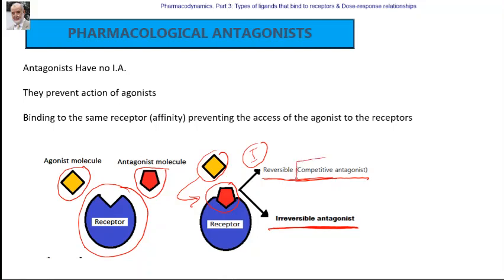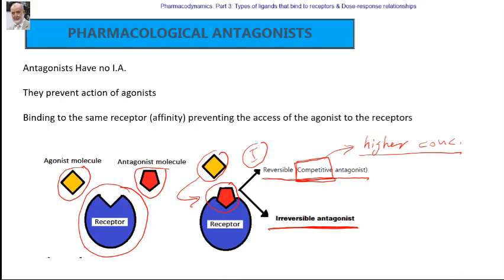And by competitive, what does competitive mean? It means both the agonist and the antagonist compete on the same receptor. That means whichever is present in higher concentration will take over the receptor. If the agonist is present in higher concentration, it will take over the receptor. If the antagonist is present in higher concentration, it will take over the receptor. That's why it is known as competitive antagonism.